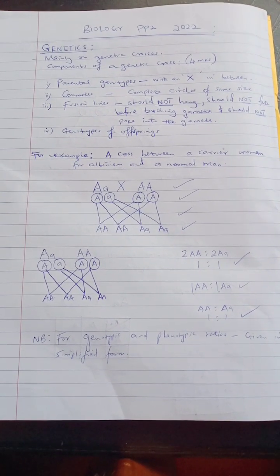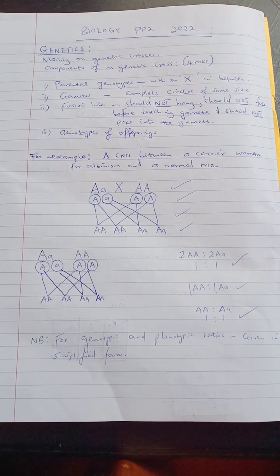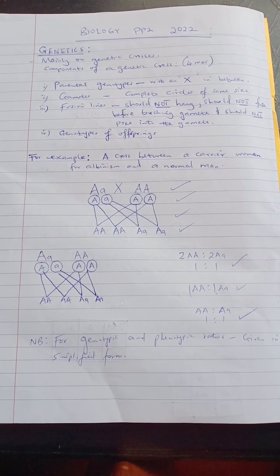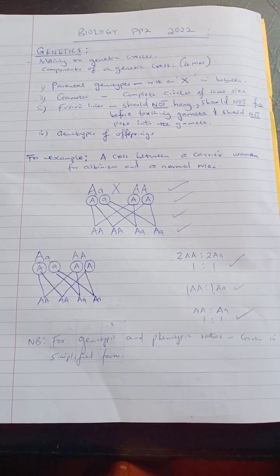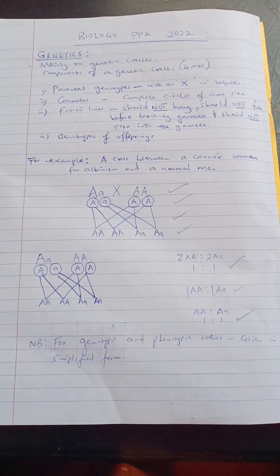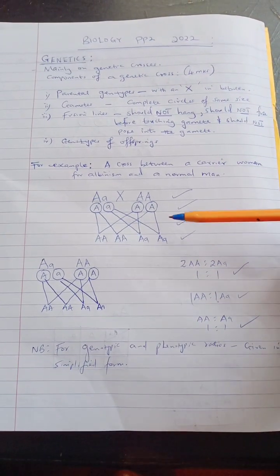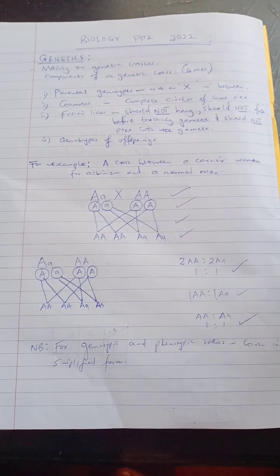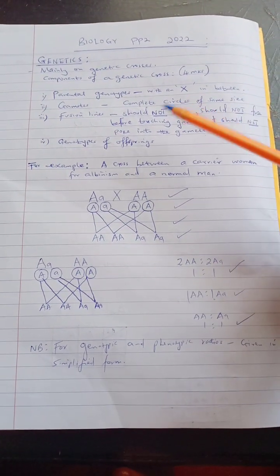Most of the times, if you have a question from genetics in paper 2, the question will be dealing with genetic crosses. So it is important to understand the components of a genetic cross because it is usually 4 marks. So how do you get the 4 marks?